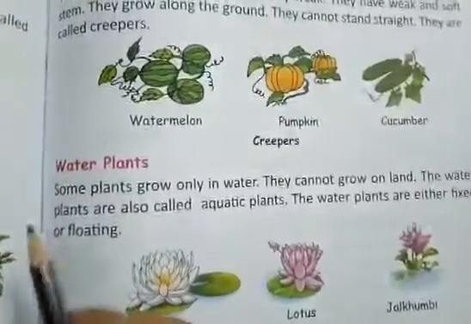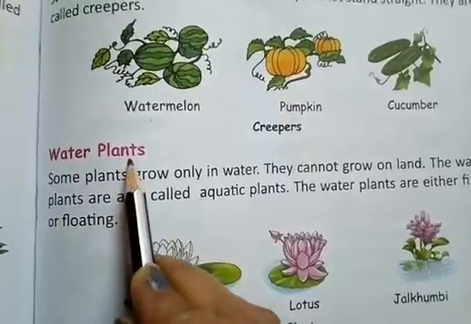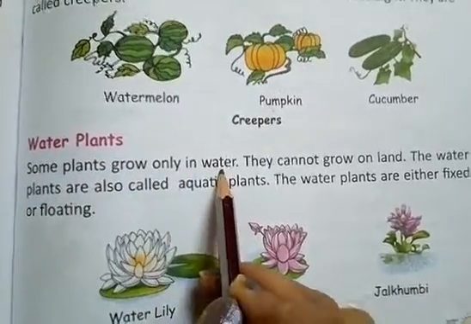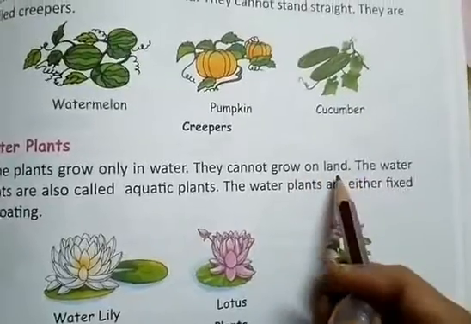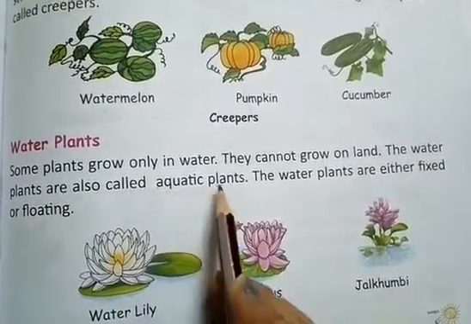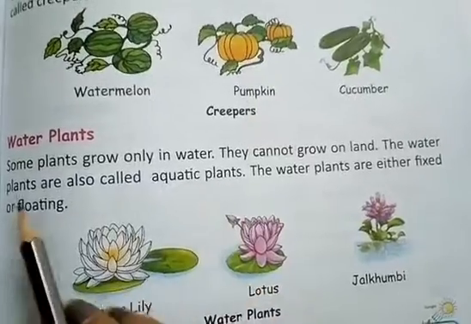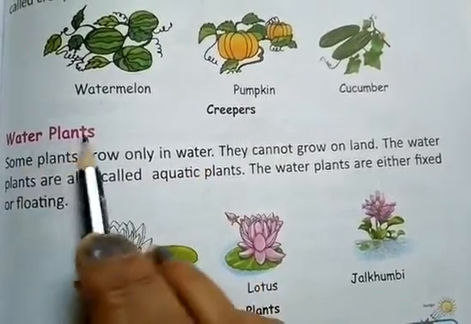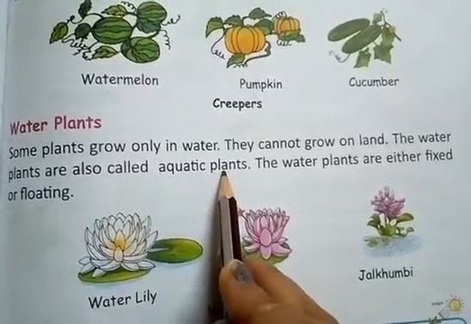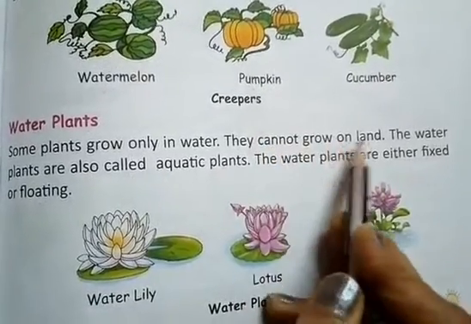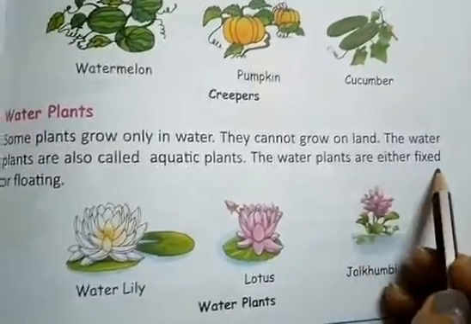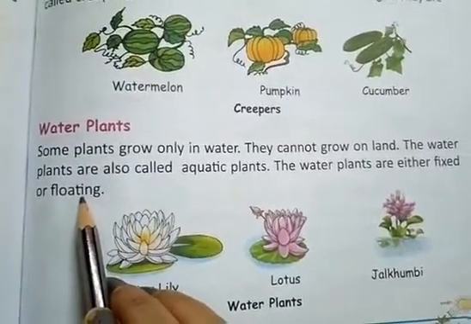Now the next kind of plant are water plants. Some plants grow only in water. They cannot grow on land. The water plants are also called aquatic plants, and they cannot grow on the land. The water plants are either fixed or floating.